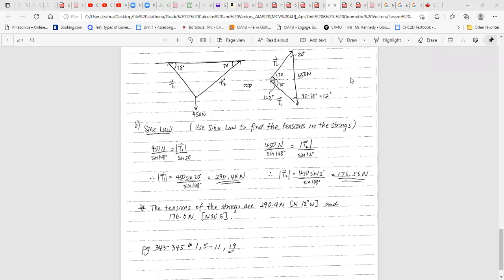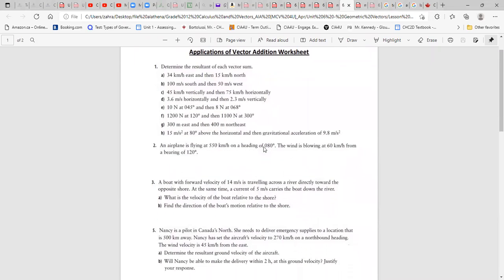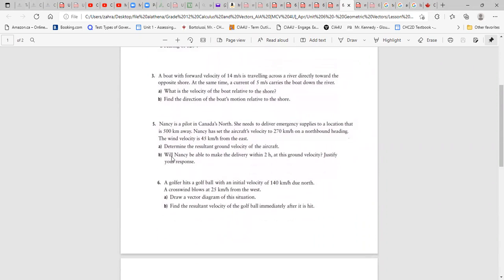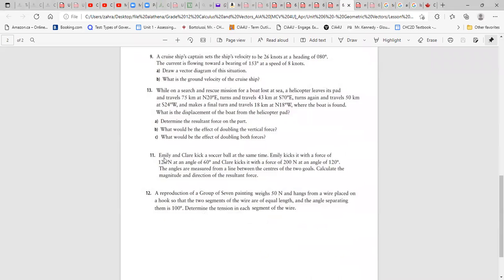Okay, for the worksheet, you can do question number 1, G and H. Question number 2, you can do question number 5, and question number 11.